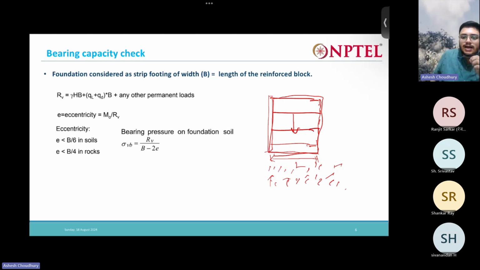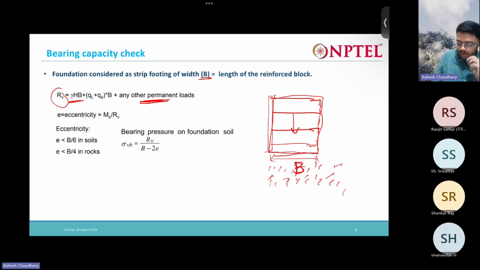Then we have to consider the live load and the dead load. So gamma into h into b. Now they have considered L as B, the length of the reinforced block. So gamma into H into B plus QL plus QD times B plus any other permanent load. If there is any other extra load acting vertically, you also have to consider that. With this you will get the total vertical load.